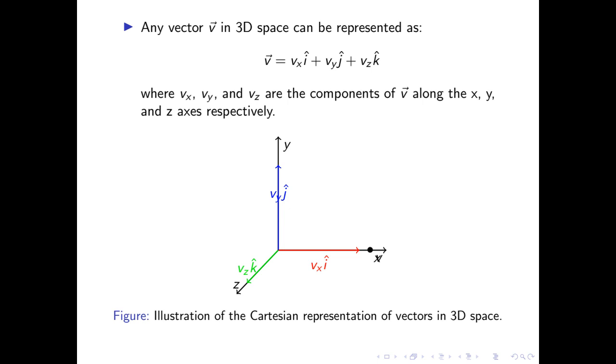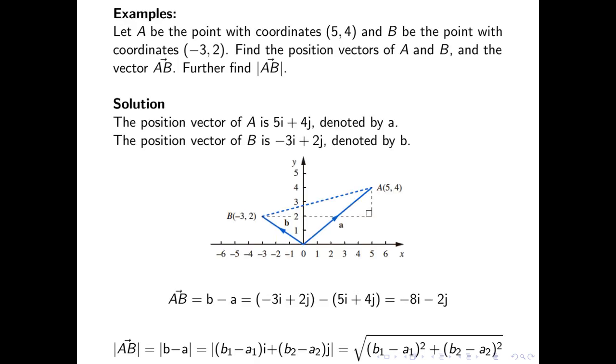Okay, what does I represent? I is the unit vector I. J is the unit vector J. K is the unit vector K, which can be computed. All right, I believe you understand.